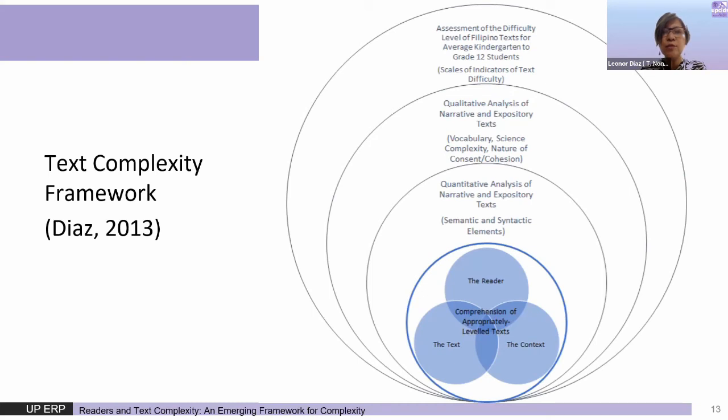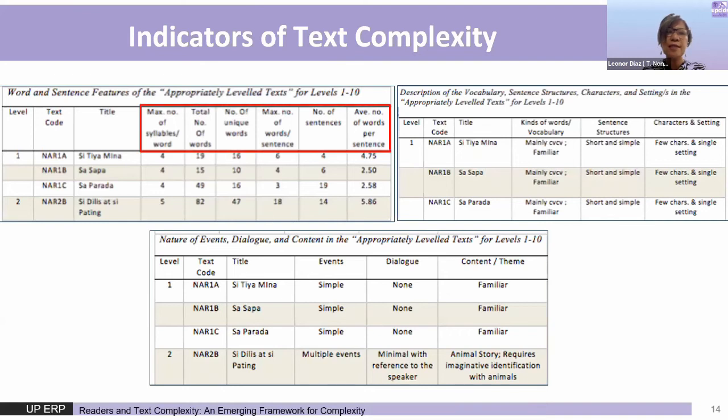1,826 grades 1 to 10 students from Davao, Bacolod, and the National Capital Region participated in the study to develop a framework for the assessment of text complexity. It identified appropriately leveled texts in Filipino for grades 1 to 10 by involving experts and teachers in ranking the texts for specific grade levels. The students took comprehension tests for the narrative and expository texts. The research identified quantitative features such as number of syllables, words, and sentences, sentence length, and unique words.